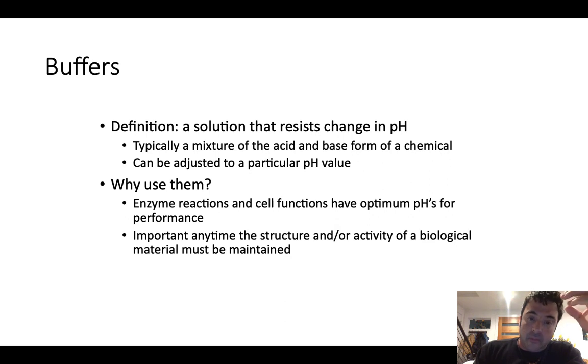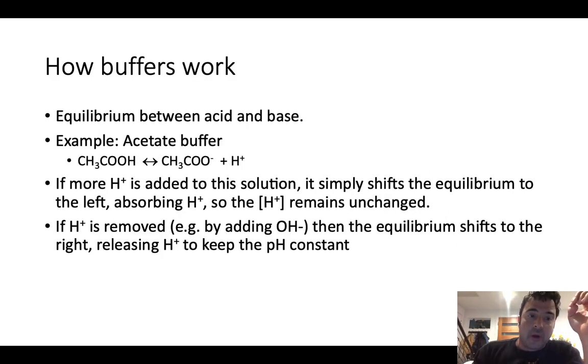Now, really useful. Buffering systems are incredibly important, and it's because the proteins in our body and the different structures that make up our body function best within a narrow range of pHs. So when you think about how buffers work, you always have a weak acid and a weak base.